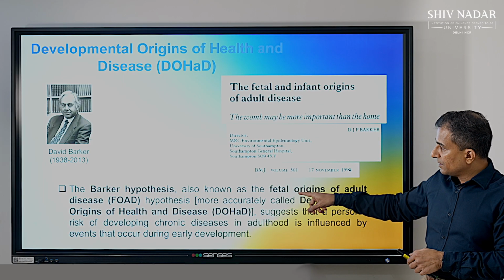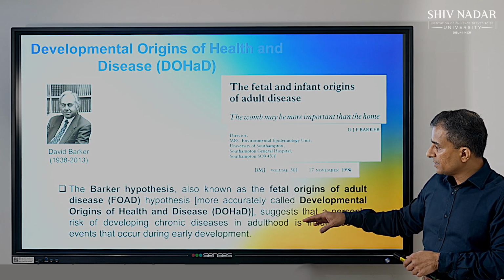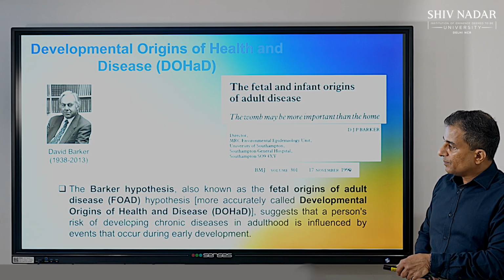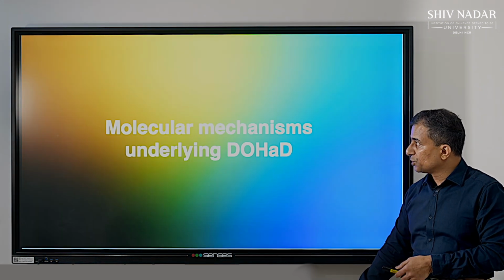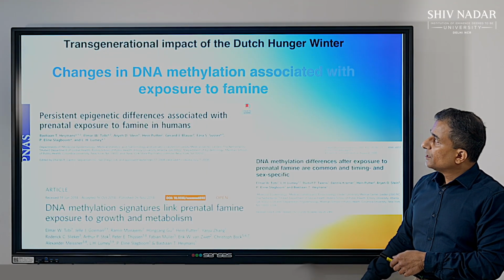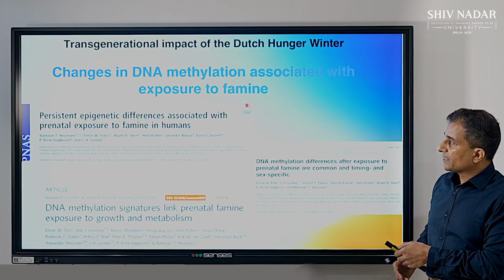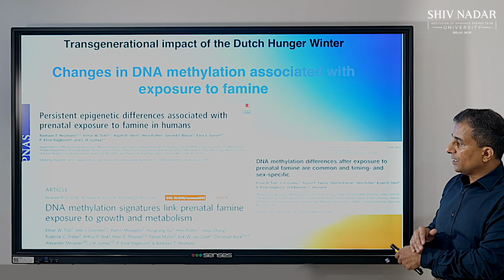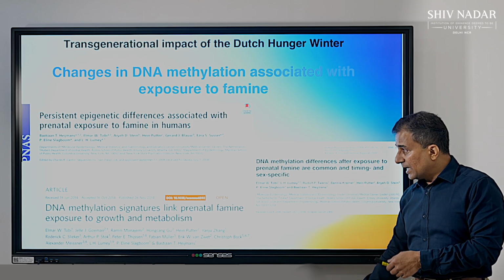So what was called the fetal origins of adult disease hypothesis is now called the developmental origin of health and disease, and it suggests that a person's risk for developing chronic diseases in adulthood is influenced by events that occur during early development. And this early development is basically in utero. So what are the molecular mechanisms underlying this developmental origin of disease phenotype? Changes in DNA methylation have been associated with exposure to famine, as we saw. There are multiple examples starting from the Dutch hunger winter that I showed you. DNA methylation signatures change and cause defects in metabolism, and also can be sex specific. And there are a large number of such studies.